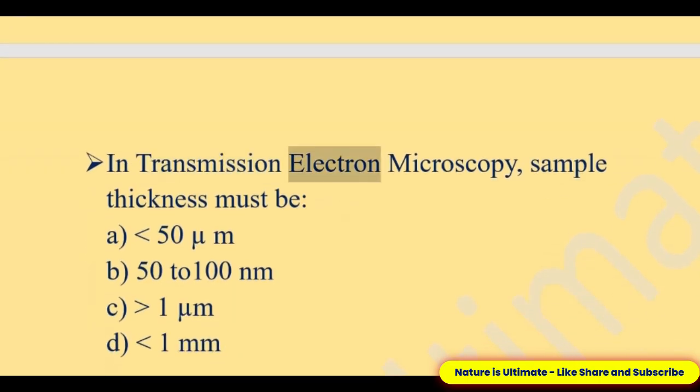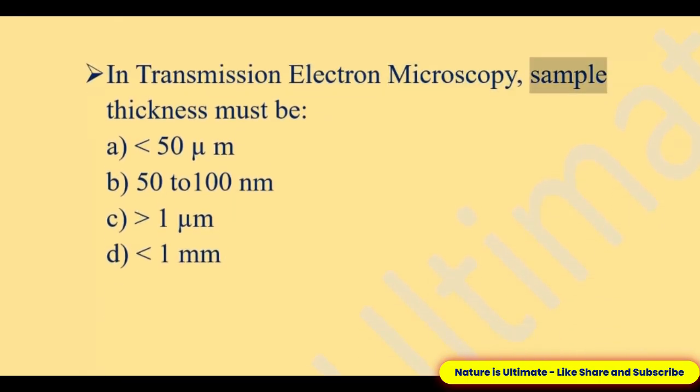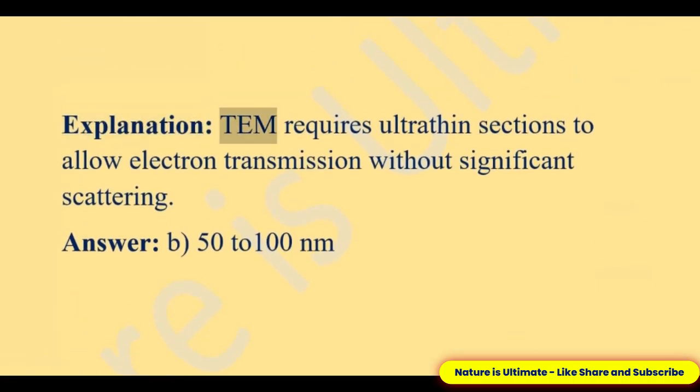In transmission electron microscopy, sample thickness must be: A. 50 µm. B. 50 to 100 nm. C. 1 µm. D. 1 mm. Explanation: TEM requires ultra-thin sections to allow electron transmission without significant scattering. Answer: B. 50 to 100 nm.